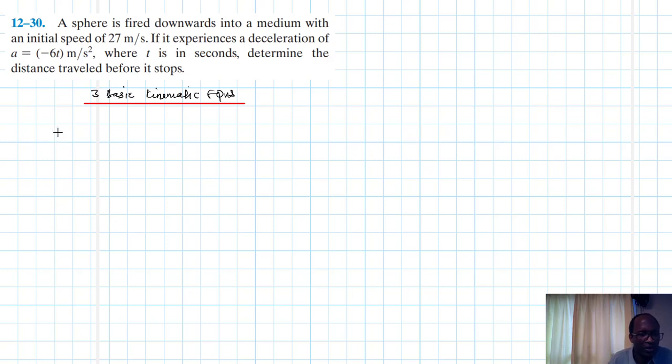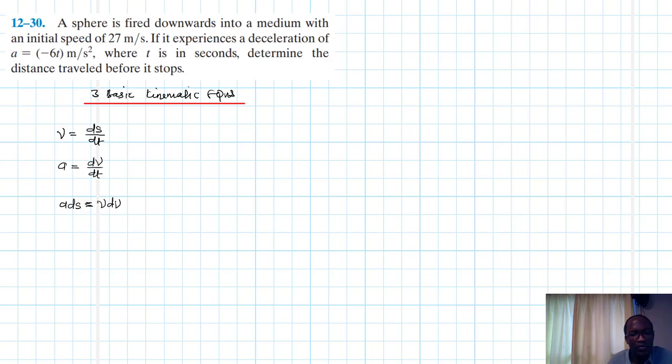We have the first one, which is instantaneous velocity, the time derivative of position. The second one is instantaneous acceleration, the time derivative of velocity. Then when we make dt the subject of the formula for both equations and equate them, we have a derived equation, which is a ds equal to v dv.